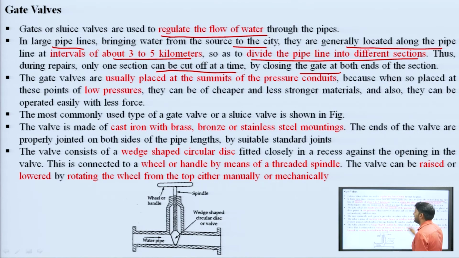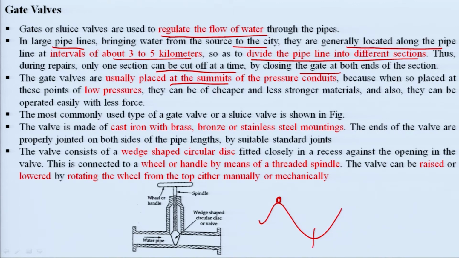For that purpose, at which point should the gate valve be provided? This gate valve should be provided at the summit. At this point the gate valve should be provided, not at this point. Why is this so? Because at this point low pressure head is available. If low pressure is available, then the pressure acting on the gate valve is also low, so it can be of cheaper and less strong material. But if we provide the gate valve at this location, what would be the result? We would require a gate valve of larger strength, and it will also increase the cost.